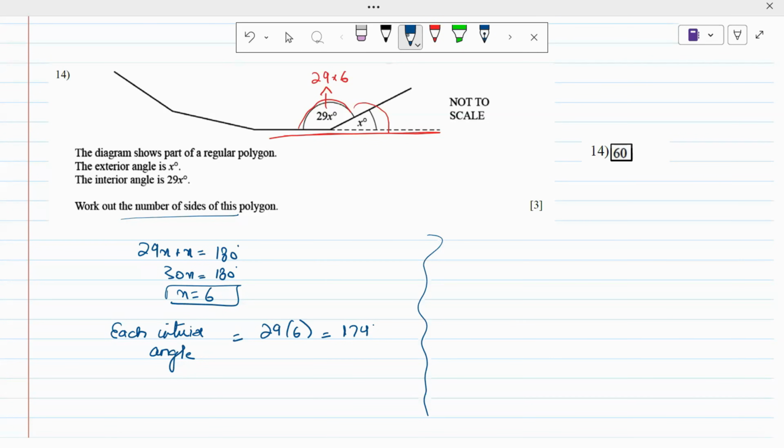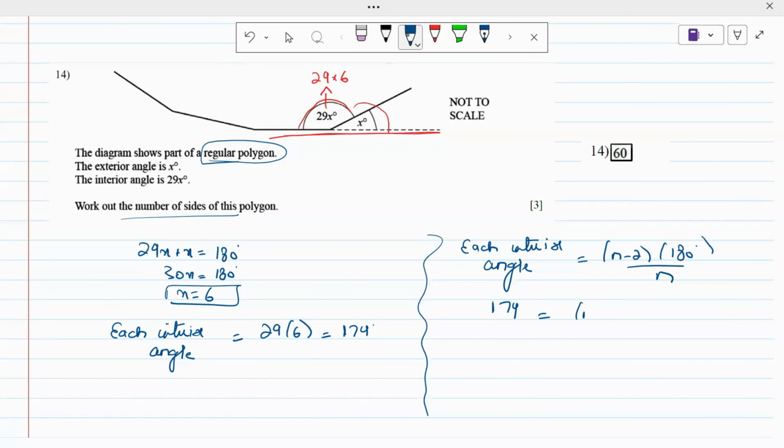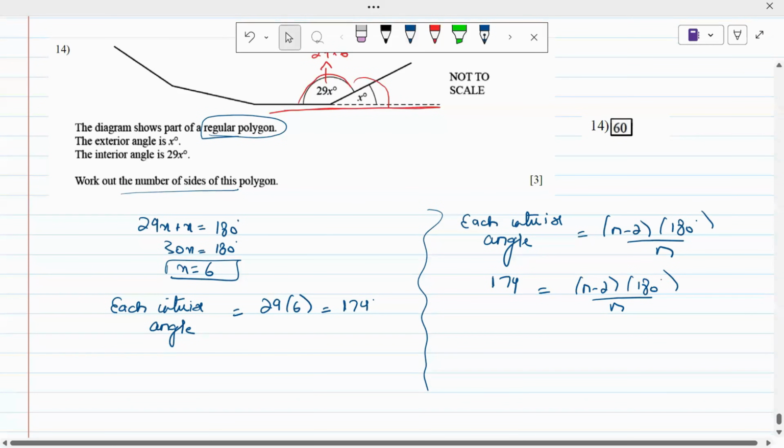And now to find n, it's a regular polygon, keep this in mind. Since it's a regular polygon, we'll use the regular polygon formula. So each interior angle is equal to n minus 2 into 180 upon n. Each interior we found as 174. 174 is equal to n minus 2 into 180 upon n. And now we'll do some cross multiplication here.